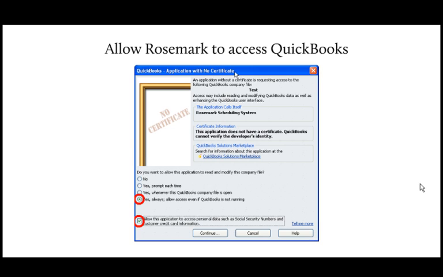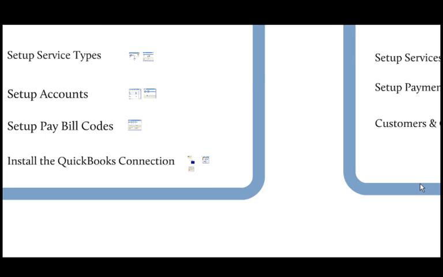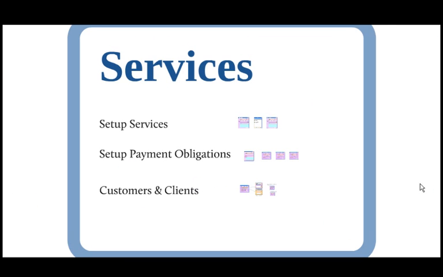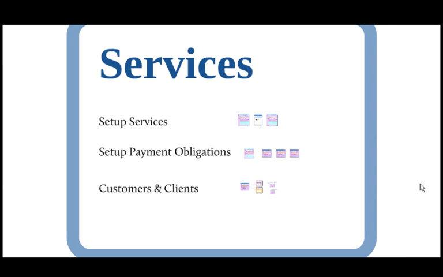Okay, so now that we have the basic setups done, we need to set up our individual services so that they are ready with what they need to connect. And that basically involves that on each active client, of course, you have to set up the service properly. You have to set the payment obligation, which indicates who's supposed to pay for it. And we'll look a little bit at the relationship between customers who pay the bill and clients who receive service, and the different combinations that can be present there. So first, let's look at setting up services.